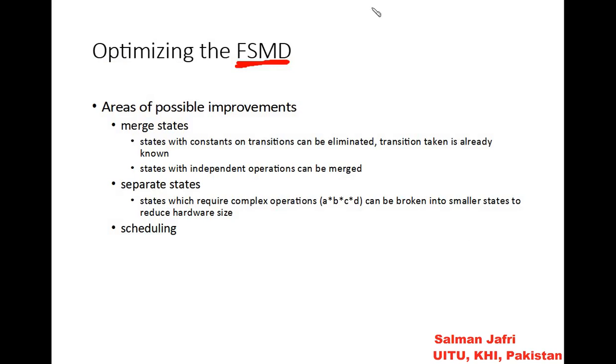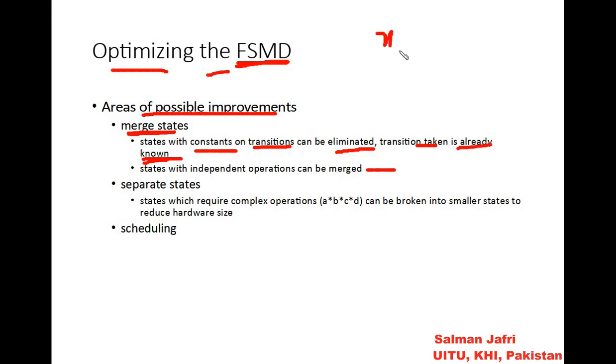So when we are optimizing the FSMD, we can look at areas of possible improvements. And one of the areas of possible improvements is to merge states. And what do we mean by that? States with constants on transitions can be eliminated because the transition taken is already known. While one is one such loop that can be merged. We'll see. And also states with independent operations can be merged. So if our states contain independent operations, we would be able to merge them.